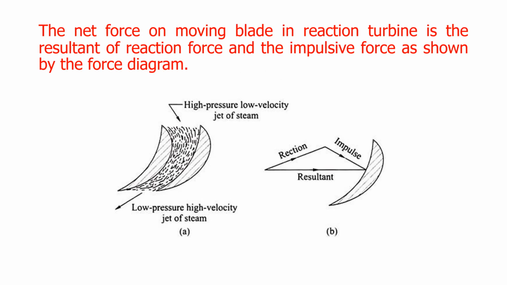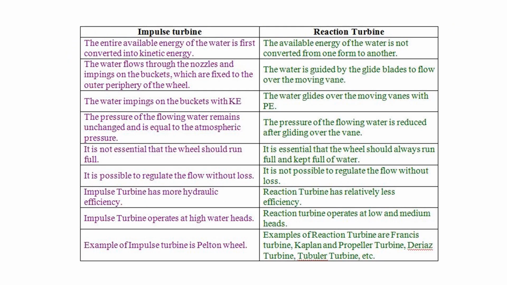This is another explanation for the reaction turbine: impulsive force. That is how the reaction turbine is a resultant of reaction force and impulsive force. This is called the velocity triangle. Okay, now let us look at the differences between impulse and reaction turbine.